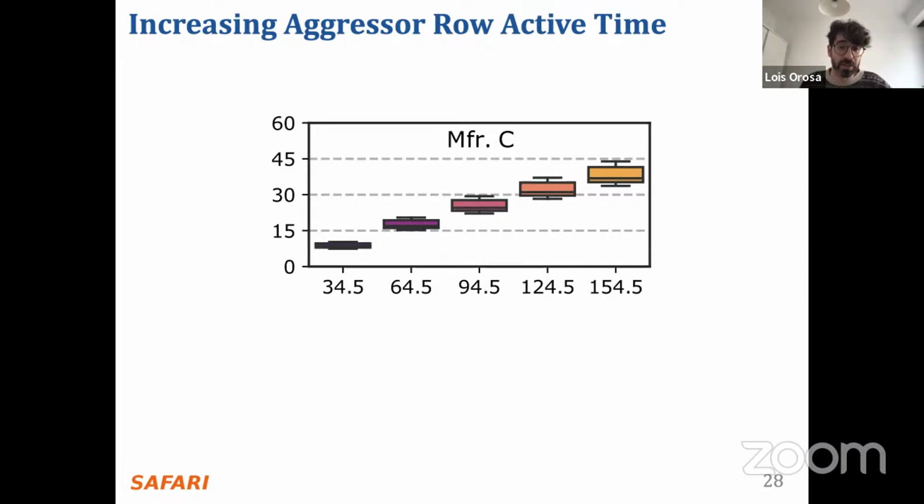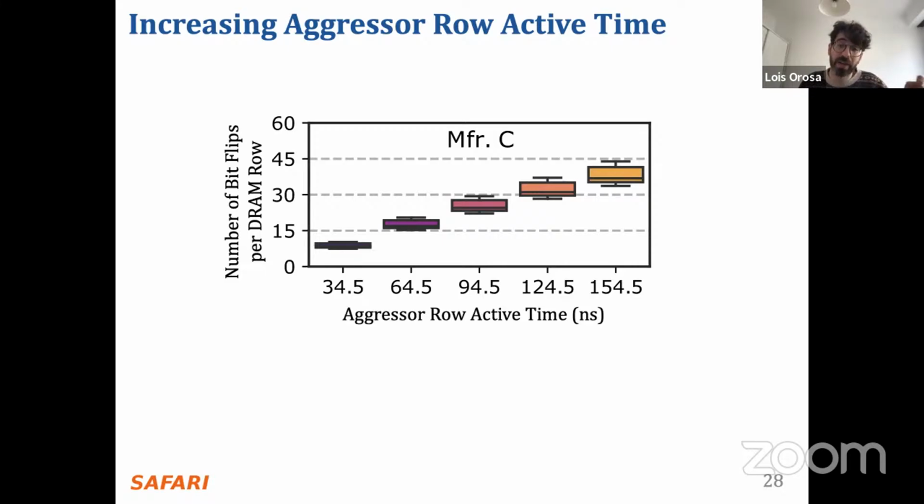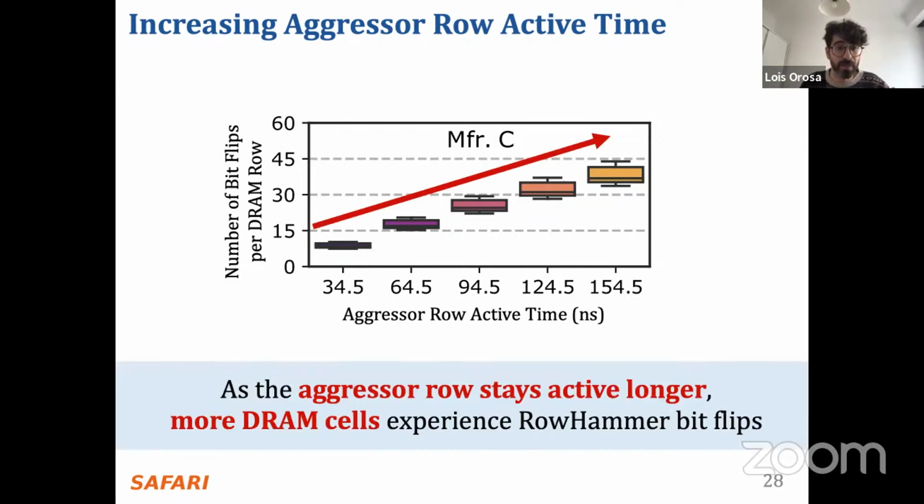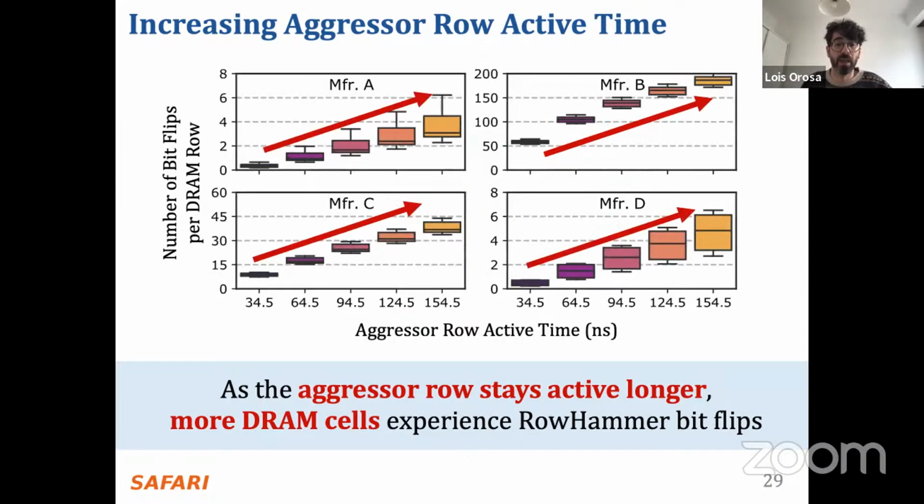This plot demonstrates how bit error rate varies when aggressor row active time increases. We observe in this figure that as the aggressor row stays active longer, more DRAM cells experience RowHammer bit flips. We observe the same trend on modules from all 4 manufacturers.